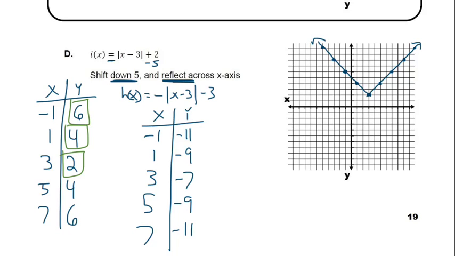My new one I'll do in green. So that's negative 1, negative 11, which is right there off the graph, just barely. 1, negative 9 would be right there. 3, negative 7. 5, negative 9. And there you go. This one has been reflected across the x-axis and shifted 5 units further down. There you go.